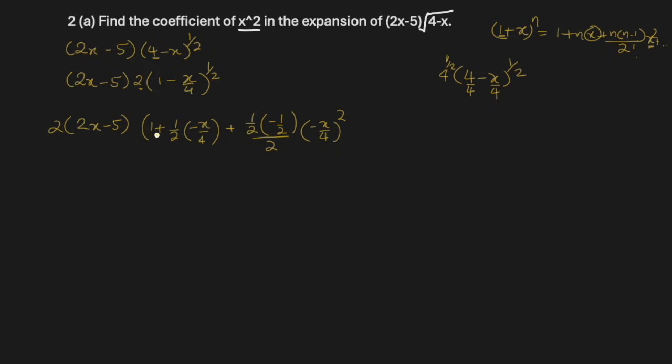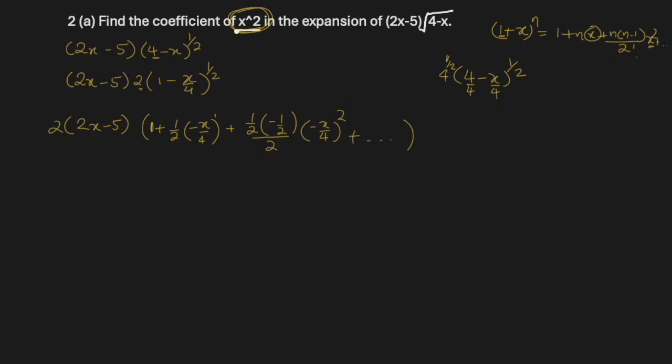This one had no x, this has x power 1, this is x to power 2, then we'll have x cubed, but we will not go further because we want only x square. So x cubed will never give you x square, unless there is a denominator x here, which is not, so we'll just stop here. We'll just write like this.